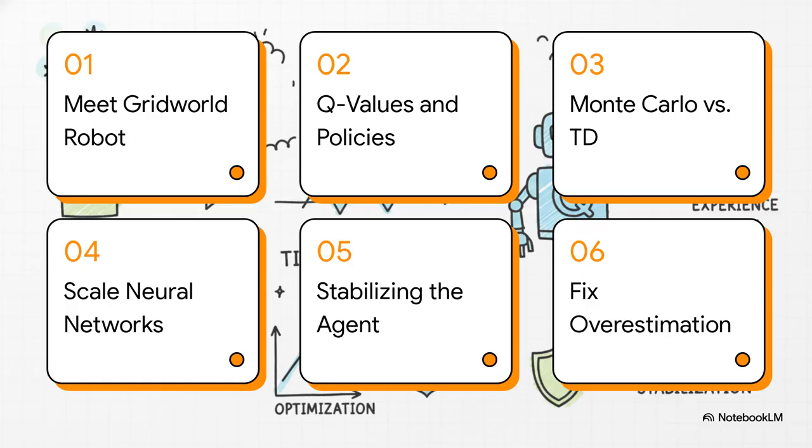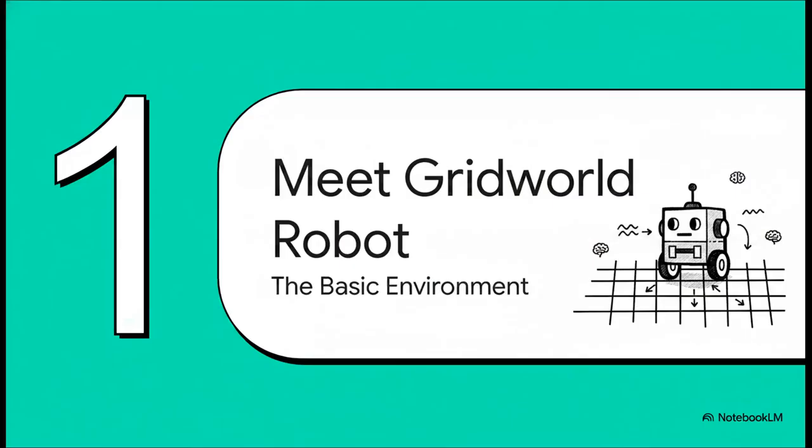Here is the blueprint for our journey today. We're going to meet the grid world robot, unpack Q values and policies, compare Monte Carlo against TD learning, scale things up with neural networks, stabilize our AI agent, and finally, fix Q value overestimation. Let's get to it. Section 1.